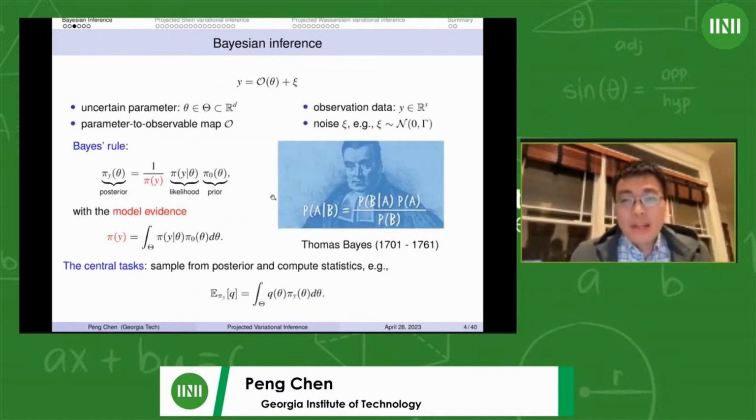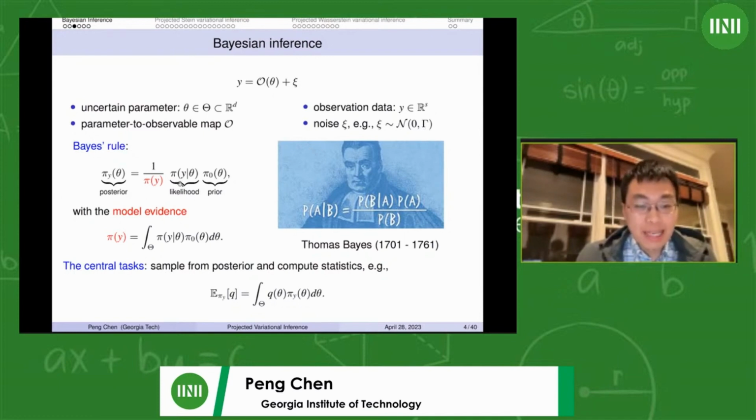The way that we learn these parameters is in the Bayesian framework. Simply speaking, as Elizabeth also introduced, in the Bayesian framework we have the data y, and a parameter that we denote theta, in dimension d. D could be infinite dimensional, and we have a parameter-to-observable map, which is a map O. This map could depend on the underlying dynamics, like the ODE or partial differential equations. Then we have the observation noise, psi, which follows a Gaussian distribution with covariance gamma. This is a relatively straightforward assumption.